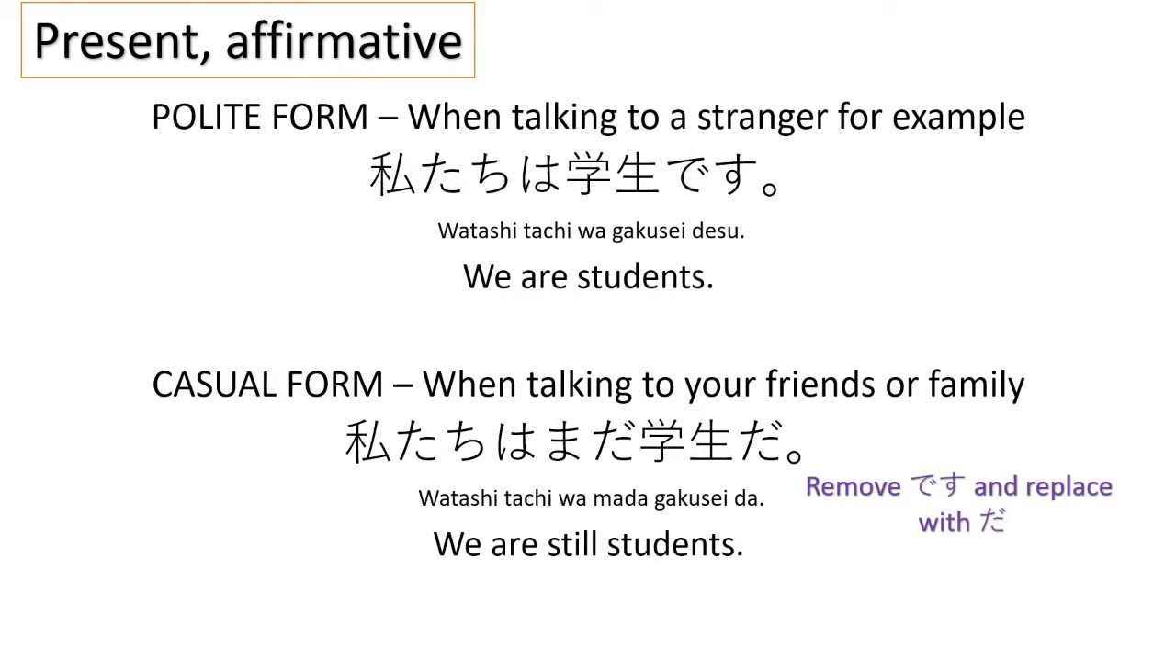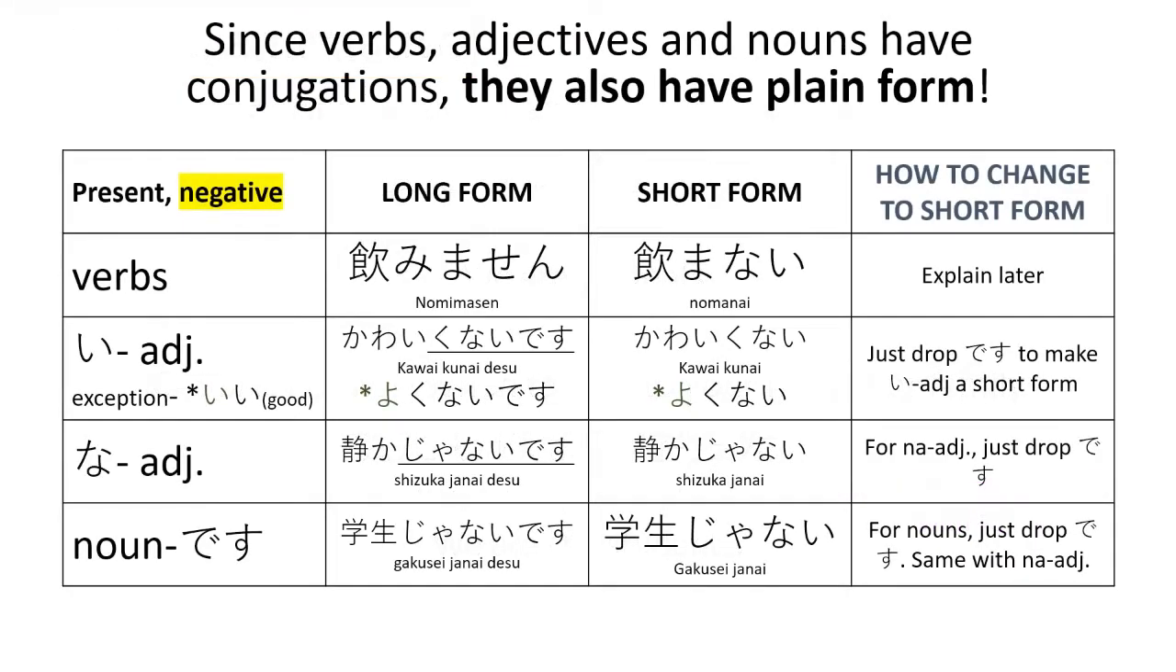For the nouns, watashi tachi wa gakusei desu. This is when you talk to a stranger, for example. Now, for a casual form, when you are talking to your family or to your friends, say, watashi tachi wa mada gakusei da. We are still students.